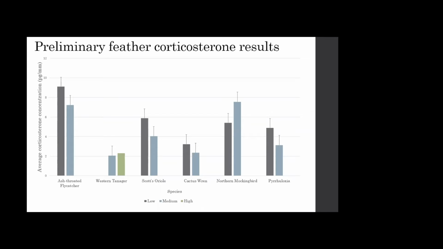With the exception of the western tanager and northern mockingbird, there seems to be a general trend of higher levels of corticosterone at lower elevations. This is pretty interesting because our preliminary data does not support our hypothesis that birds caught at higher elevation would have higher levels of corticosterone. However, it should be noted that not all of our samples have been analyzed, therefore substantial conclusions cannot be drawn at this time.